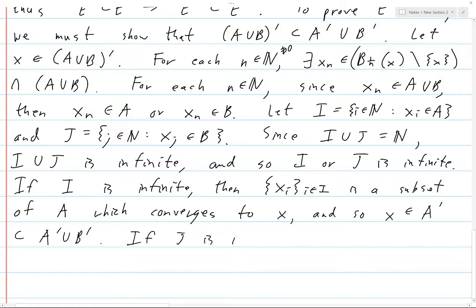If J is infinite, then by a very similar argument, the set of elements of the form xj where j is in J is an infinite sequence in B which converges to x, and so x is a limit point of B, so x is contained in B prime, which is then contained in A prime union B prime.